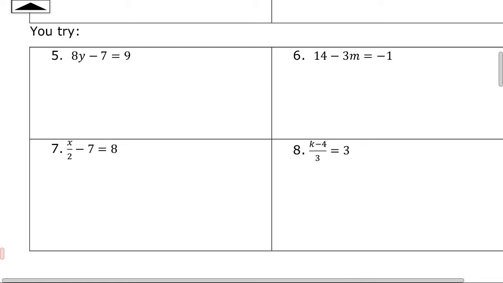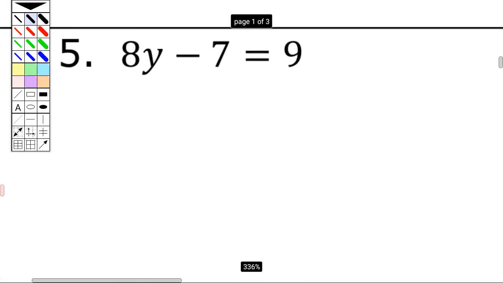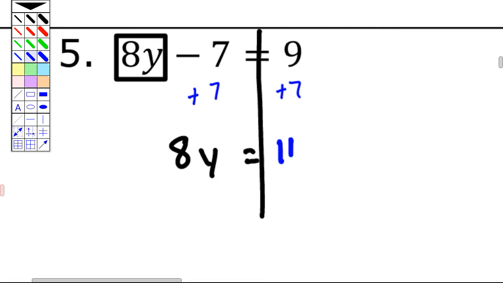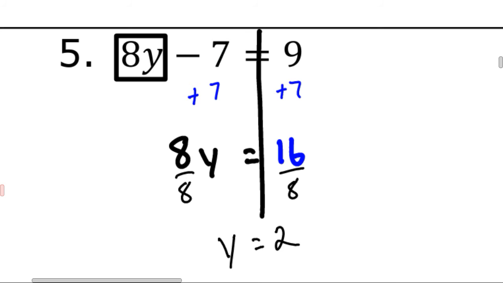Alright. So, first step, get the variable term by itself. So how do I get rid of that -7? Well, I know I need to add 7 to both sides. So I'm getting 8y comes down equals 9 plus 7 is a 16. Divide both sides by 8. And I'm getting y is equal to 2. Check it out. 8 times 2 is 16. 16 minus 7 is 9.